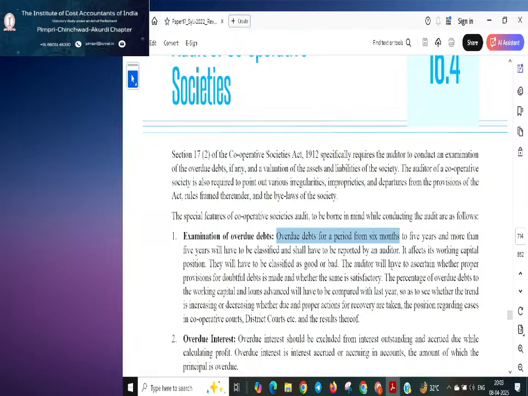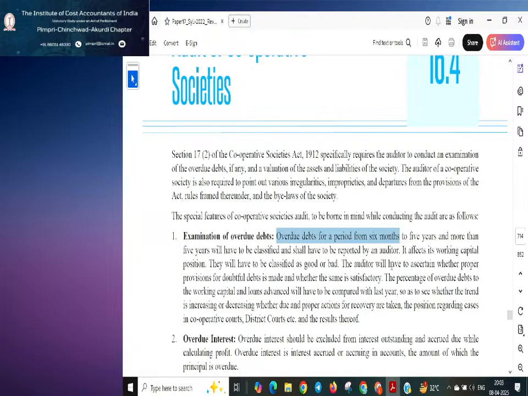What does it happen? Because if there is an overdue, it is going to affect the working capital position of the society. So, while this classification is done, good or bad debts, even that needs to be given by the auditor. And he has to ascertain whether proper provision for doubtful debts has been created for such a case based on previous records. The percentage of overdue debts to the working capital and loans advance will have to be compared with the last year, so as to see whether the trend is increasing or decreasing.